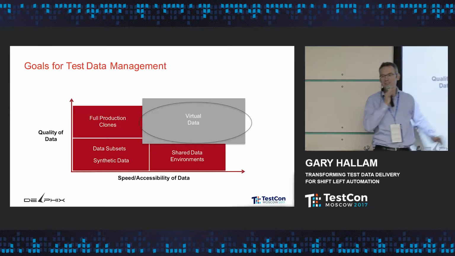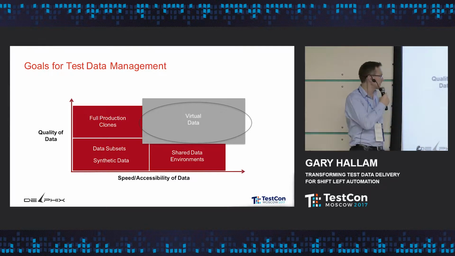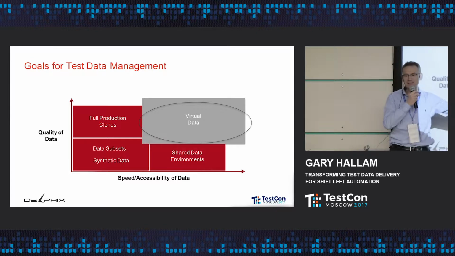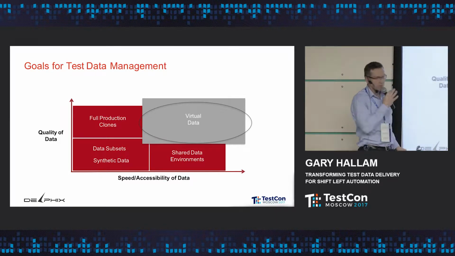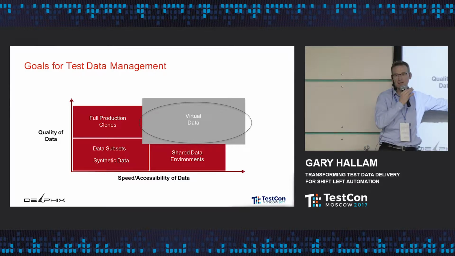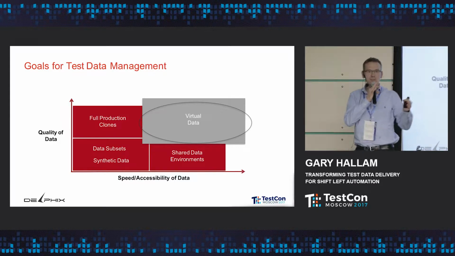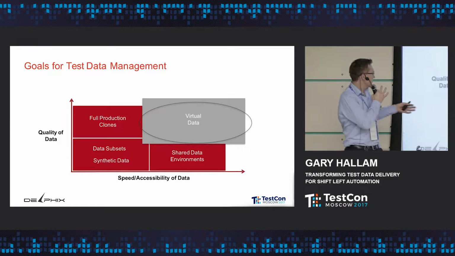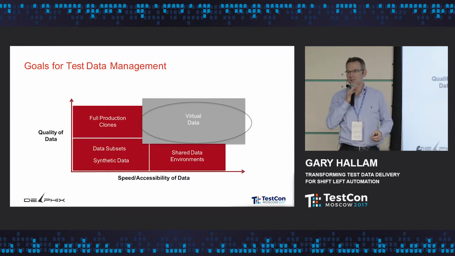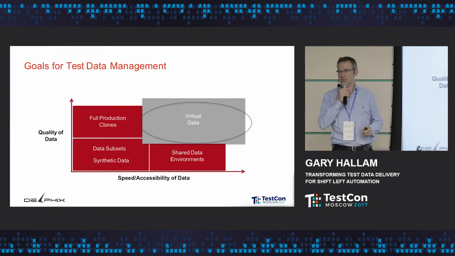If we get full production, that's fantastic. We get good quality data. But the problem with getting good quality data is the speed of access to that data. Obviously, in some testing cases, we do data subsets. And usually data subsets are great for unit testing. But when it comes to a big complex system, it's very, very hard to subset data.